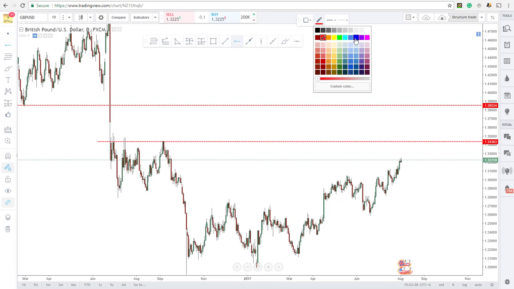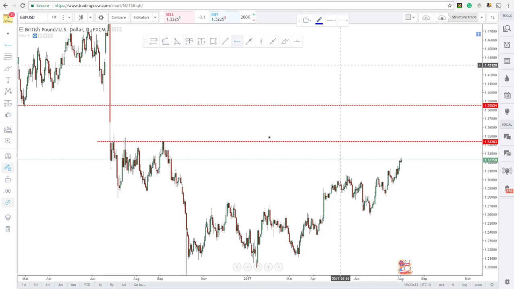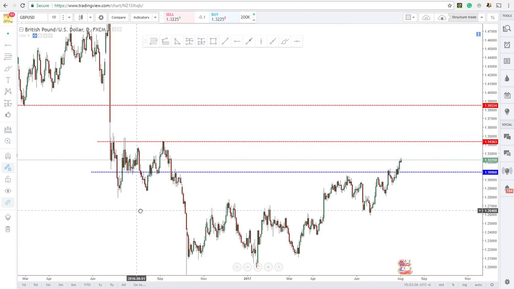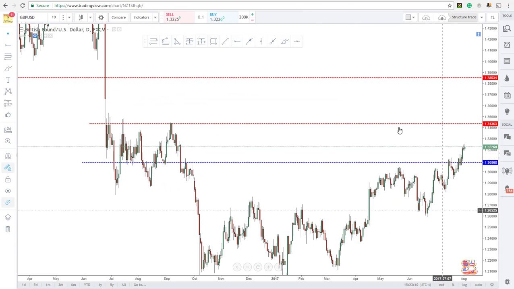We'll color them blue here on the pound dollar. Oops, I grabbed the wrong color. Here we go. There's blue. And the first level I see is support, guys. I don't know if you saw this level, but for me, this level I've pointed out in blue is going to be a nice level of support.